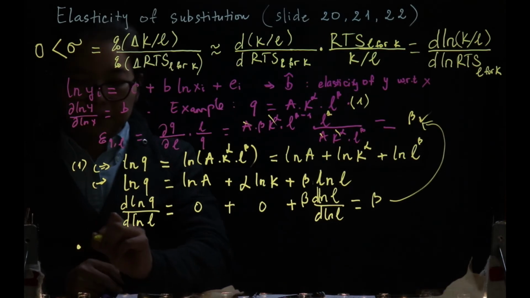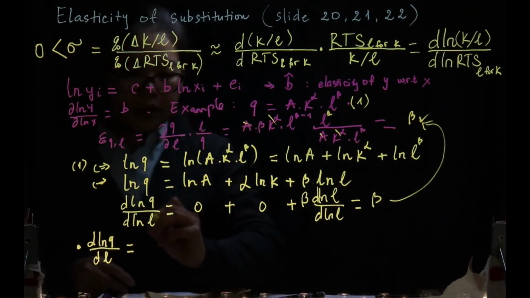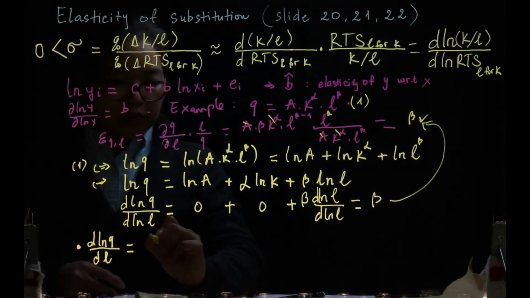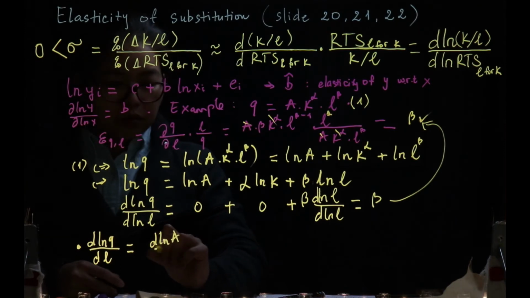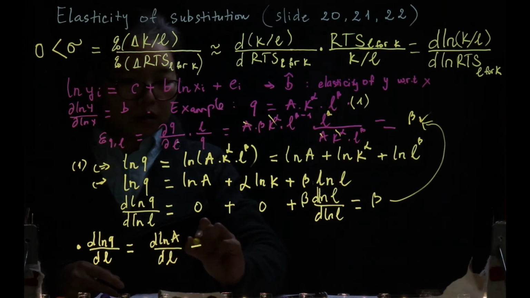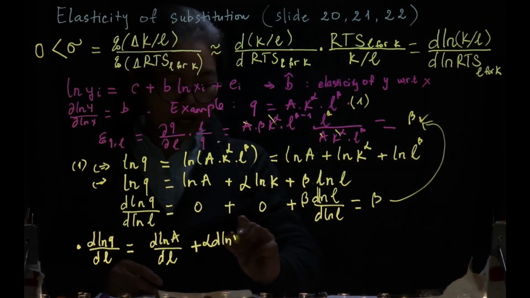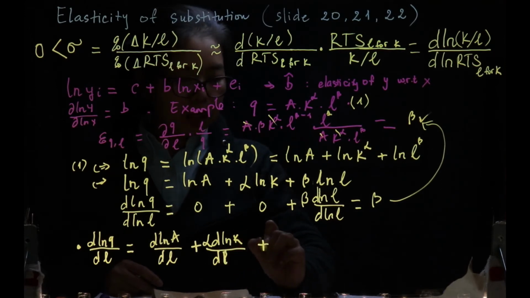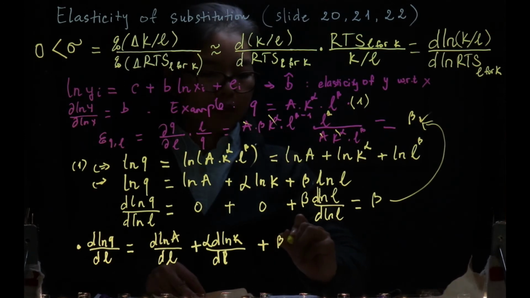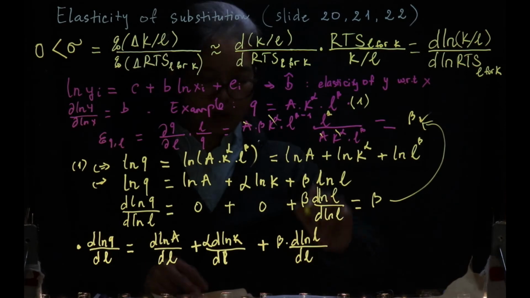So let's do it here. So now if you take the derivative of both sides of equation 1 with respect to L, not ln L but L. Now, then you would have on the other side the derivative of d ln A with respect to L plus the derivative of, again, constant alpha can go first, d ln K with respect to L itself plus beta, and then the derivative of ln L with respect to L.